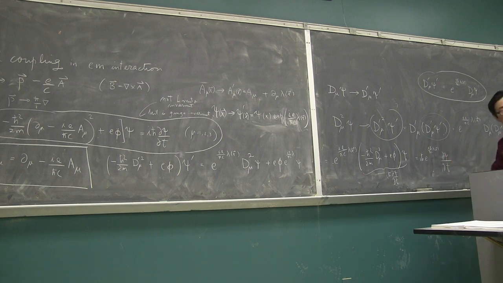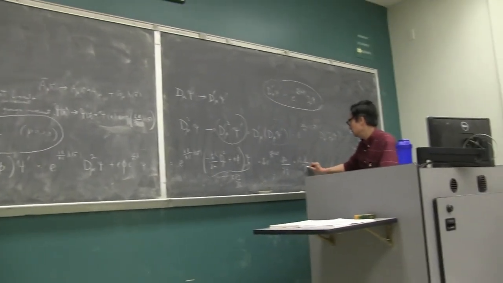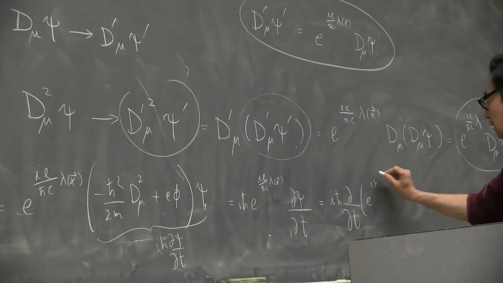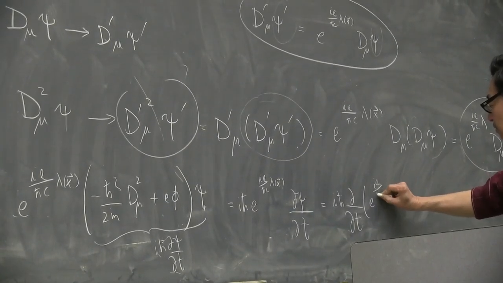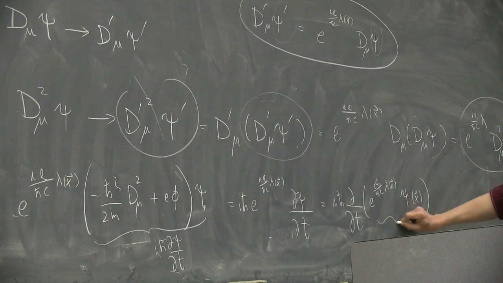But here's the thing. The right-hand side is a partial derivative with respect to t, but here the lambda doesn't depend on t. Okay? The lambda is just a function of spatial coordinates. So I can move this exponential factor inside of the derivative sign. So I have i h bar d dt of e to the i e over h bar c lambda of x psi of x, which of course is equal to what? Psi prime.